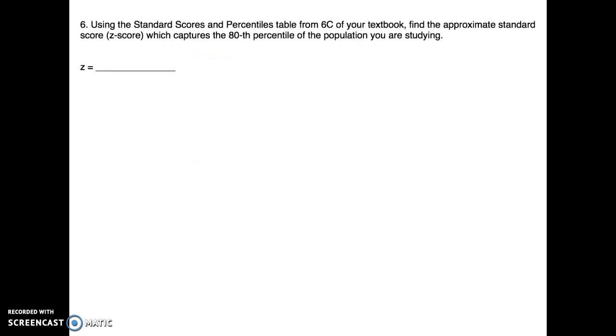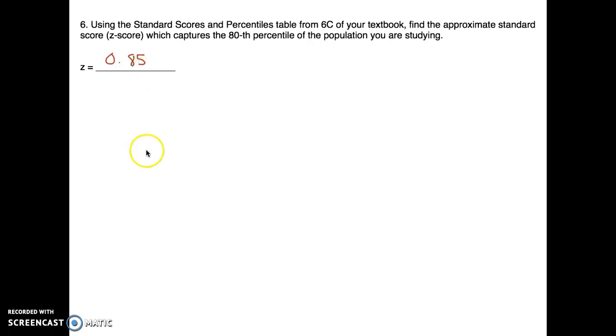Okay, number 6. So on this one, same thing, we're going to use that same z-table, and we want to find which z-score deals with the 80th percentile. So now, instead of looking in the z-score column, you'll want to look in the percentile column. So look in that percentile column until you find 80, and you won't find exactly 80, but you want to get as close to it as possible. So it'll be 80.23, which goes with the z-score 0.85.